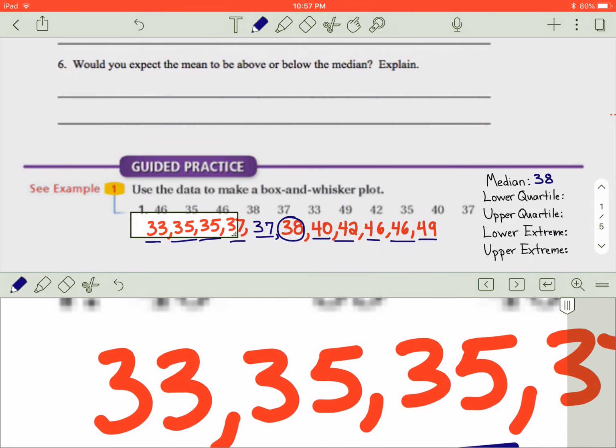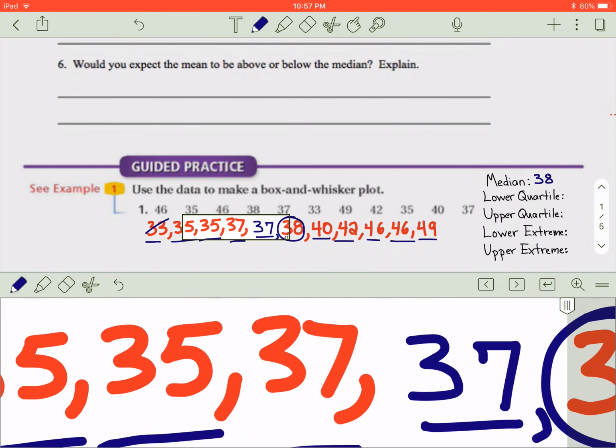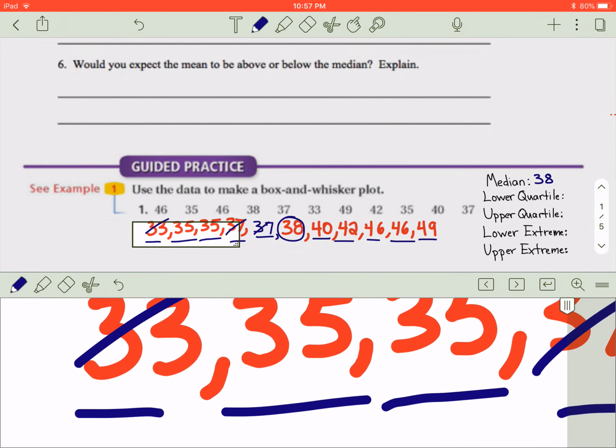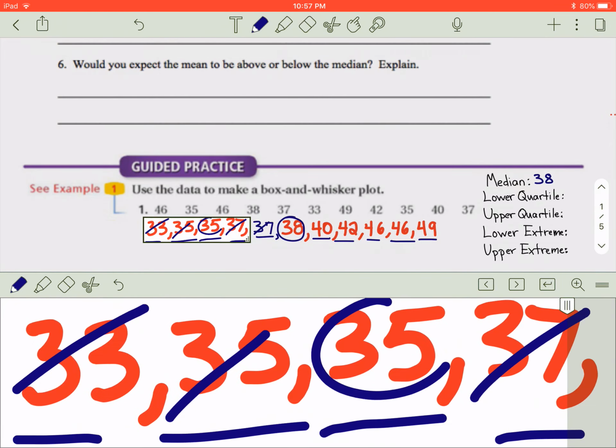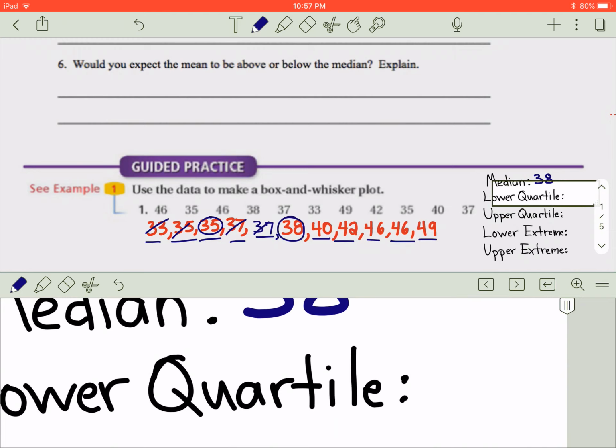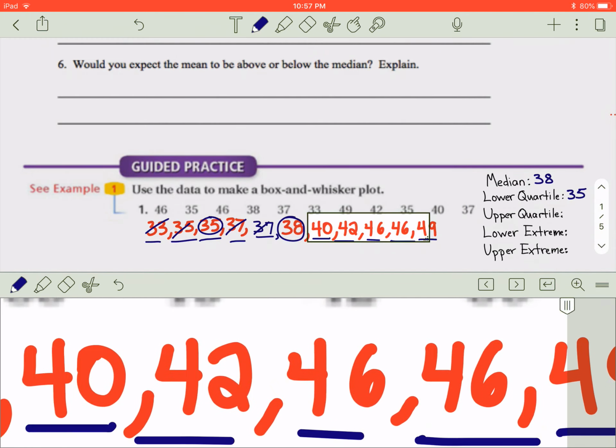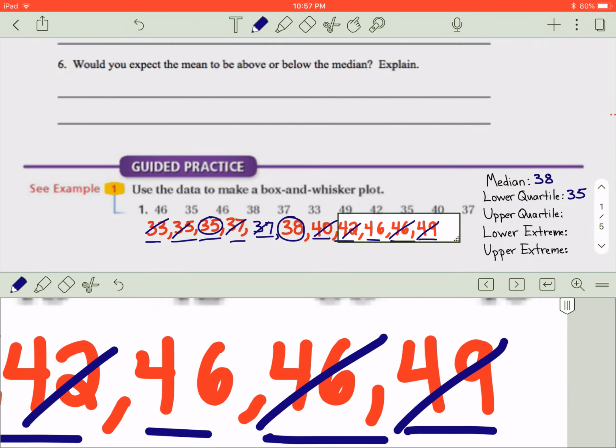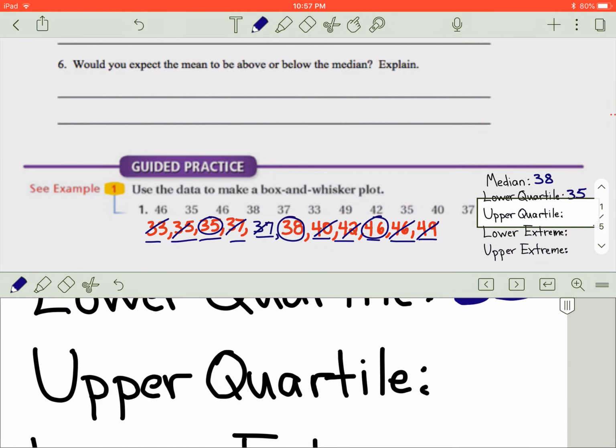My lower quartile is the middle of my lower half, which would be 35. My lower quartile. My upper quartile is the middle of my upper half, which is 46.